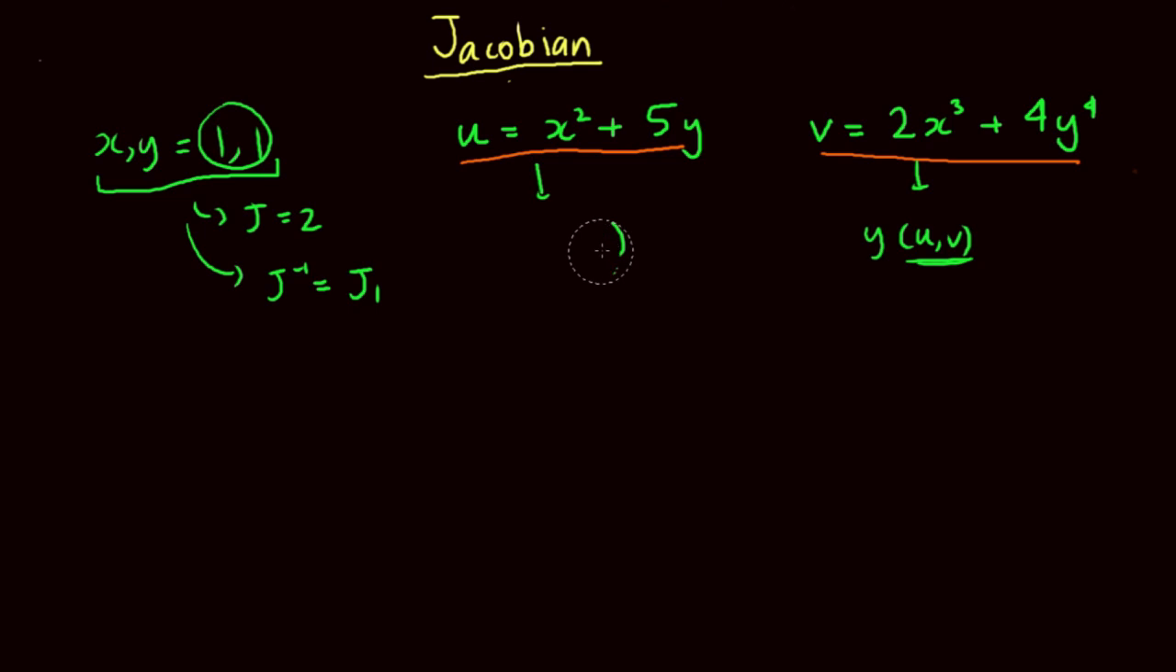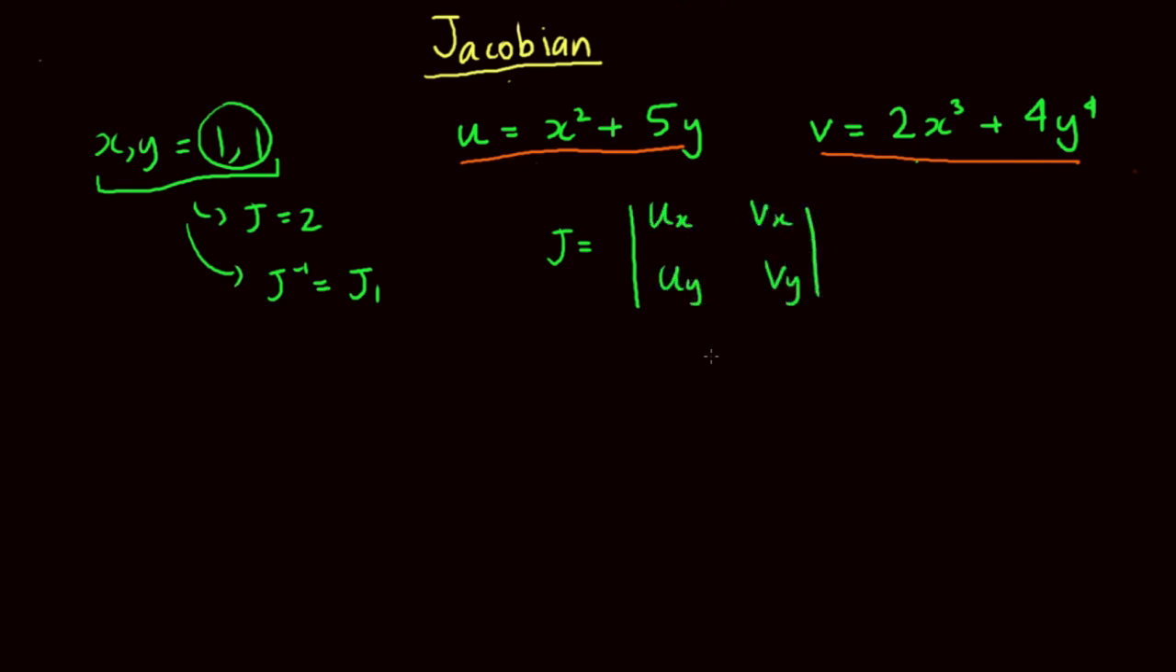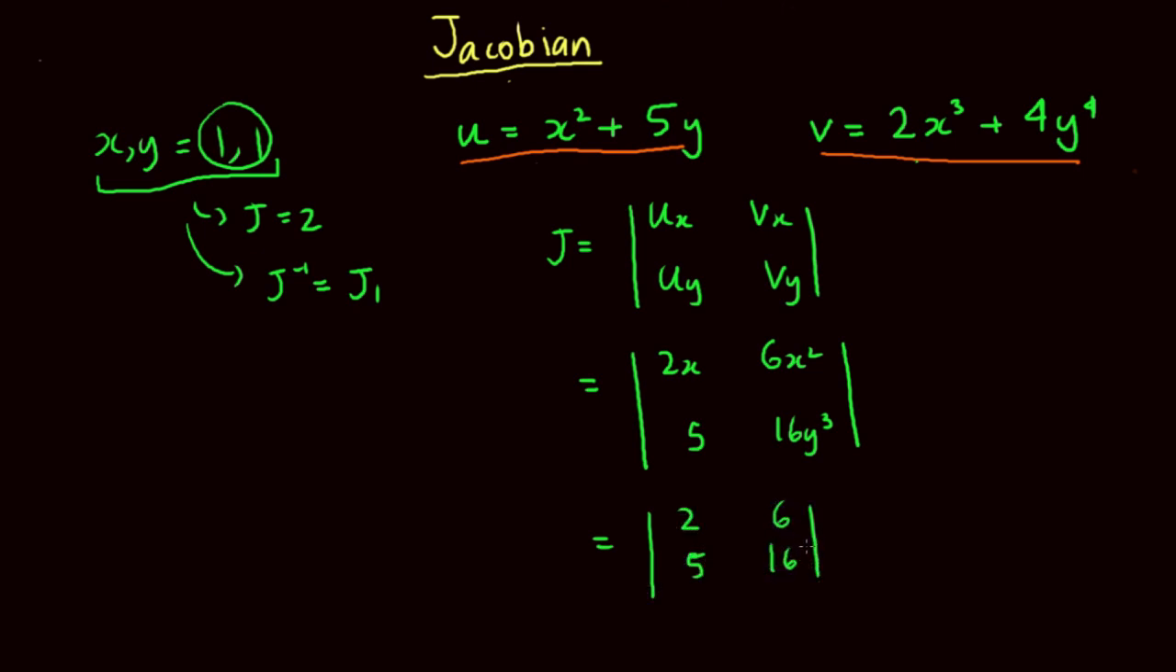So how do you find the inverse? We found the original matrix a while back. The original Jacobian matrix was the determinant of ux, uy, vx, vy. So ux was obviously 2x, uy was 5, vx was 6x squared, and vy was 16y cubed. If we plug in all the values together, we have 2, 5, 6, and 16. That's the normal Jacobian.